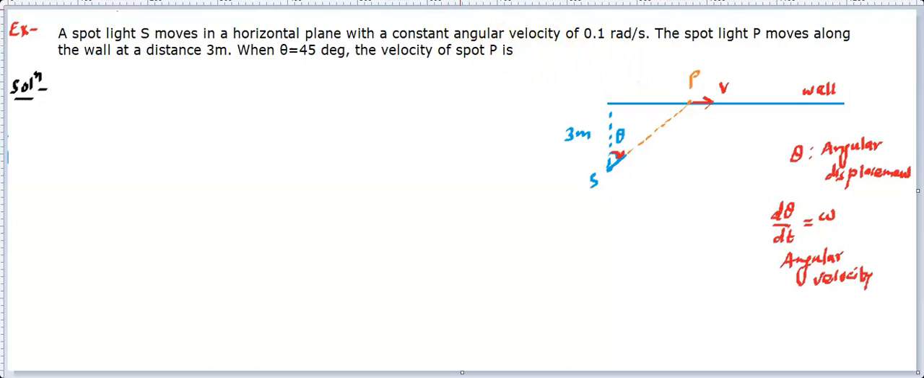Anyway, we are interested in finding this v. So we are going to assume that this is the origin point. From here we are measuring this distance of point P, and this point P is at any instant x distance when there is angle theta. We are not going to place theta as 45 directly. First we will consider theta as a variable, then finally we will place theta as 45.